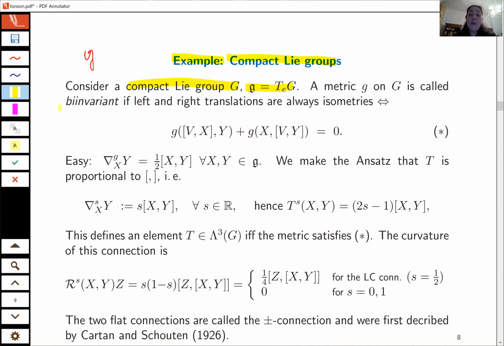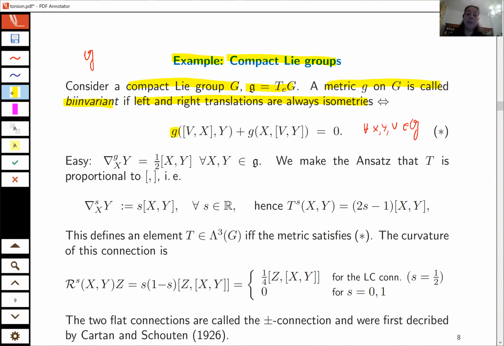So a metric g. Now we don't take any metric, but in fact we take a bi-invariant metric. So my metric is called bi-invariant if left and right translations are both isometries. And isometries, this can be captured in one equation, namely the scalar product has the property that the commutator, we have here, I need some assumptions. So for all x, y, z in the Lie algebra.